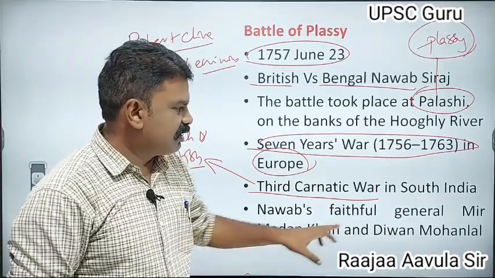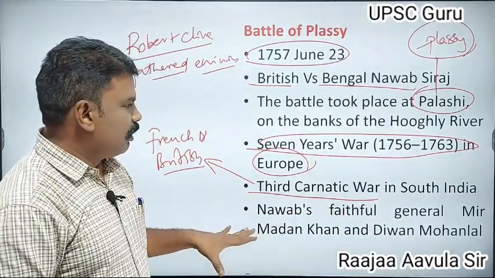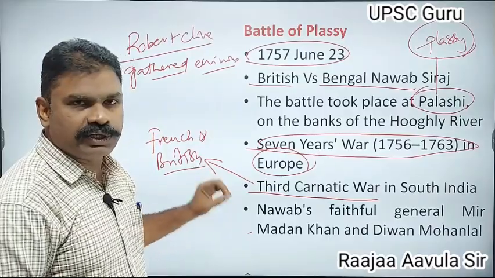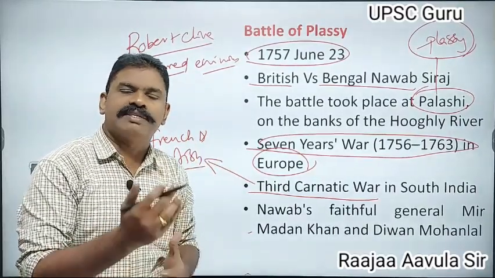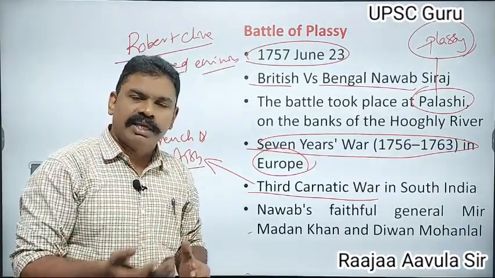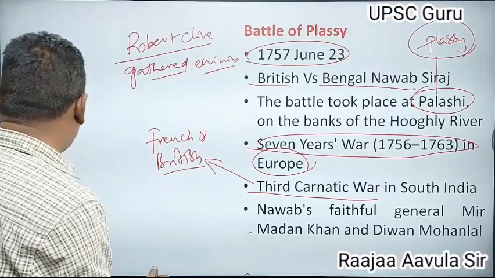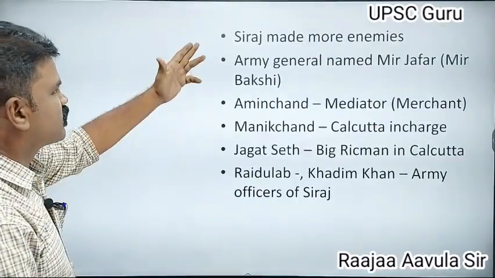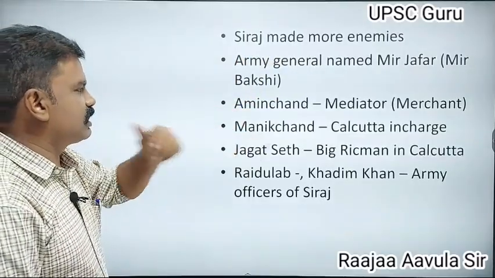For the support of Siraz, there were only two loyal officers called Mir Madan Khan and Diwan Mohanlal. These two were the faithful, trustworthy army generals for the Nawab. Remaining all of them took some bribe, or they went to Robert Clive. Who are those people? Mir Jafar, Omni Chand, Manik Chand.